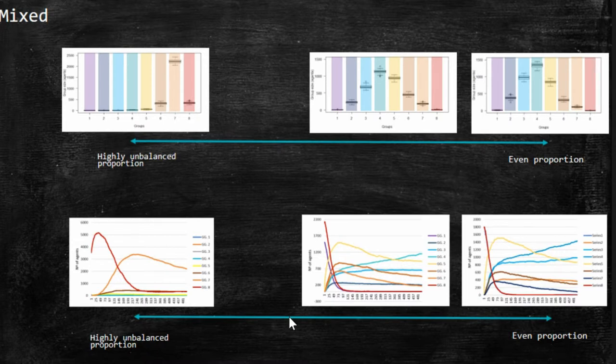Here we can see that in the mixed distribution scenarios, in the highly unbalanced proportion scenarios, the most numerous group is number 7, followed by groups number 6 and 8, which is totally logical if we take into consideration that at the beginning of the simulation, group number 8 was much, much bigger than group number 1.